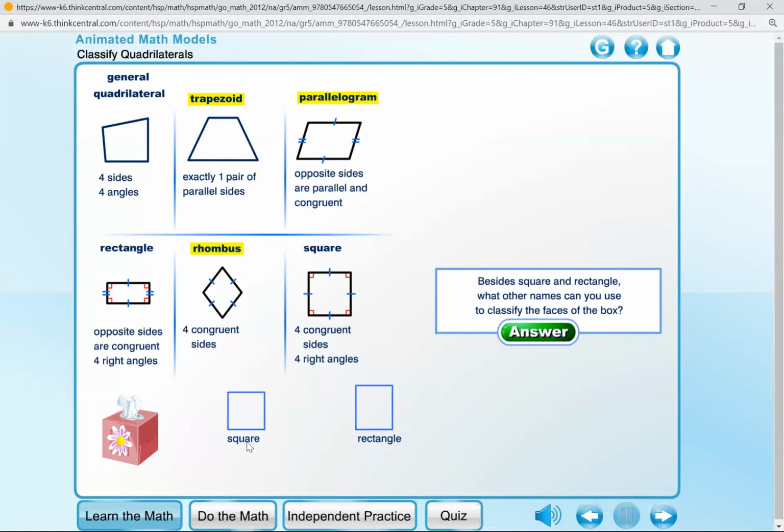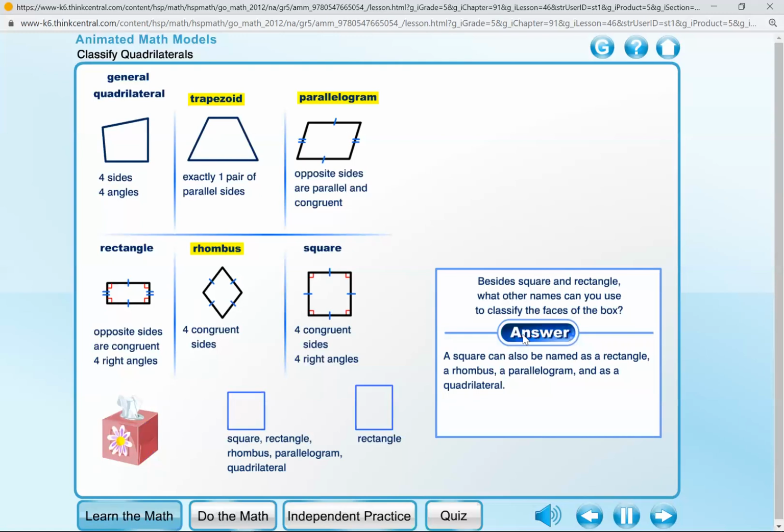All right, let's start with the square. The square, obviously it's a square, but it's also a rhombus, and it's also a rectangle, and it's also a parallelogram, and it's also a trapezoid if we use the definition of at least one pair of parallel sides. Then, of course, it's a quadrilateral. A square can also be named as a rectangle, a rhombus, a parallelogram, and as a quadrilateral. A rectangle can also be named as a parallelogram and as a quadrilateral. Now, they didn't name these two as a trapezoid.